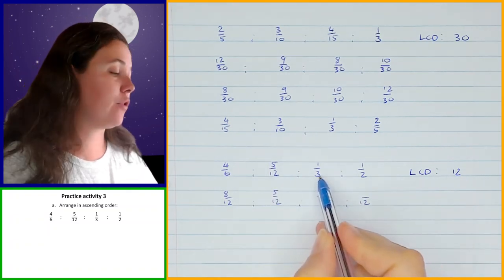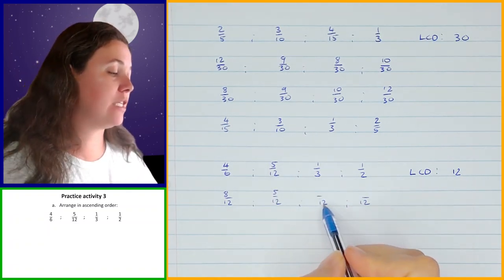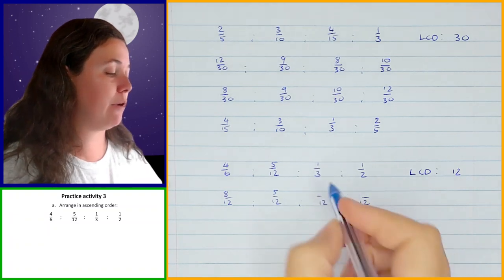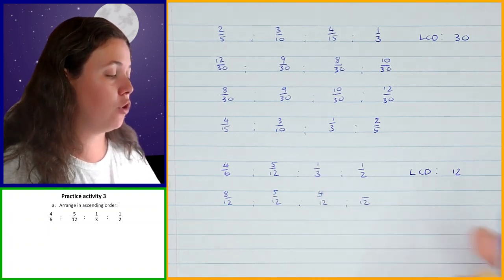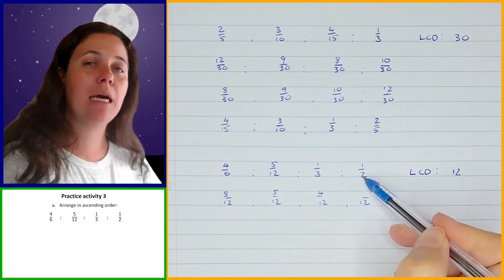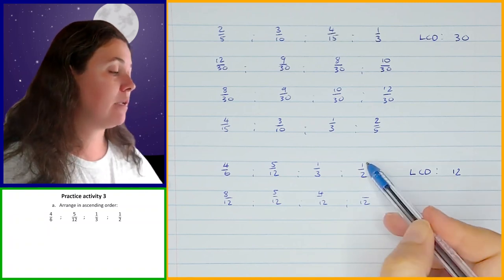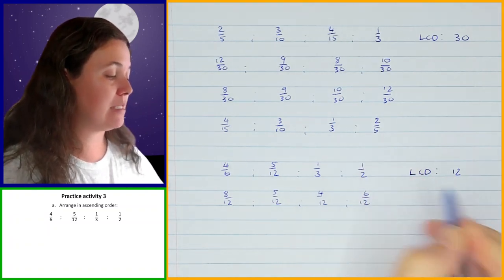This one is over 3, so I need to multiply that by 4 to get 12. So I'm going to multiply my numerator by 4 as well. That gives me 4 over 12. And then this one, I need to multiply 2 by 6. So I'm going to multiply my numerator by 6 as well, giving me 6 over 12.